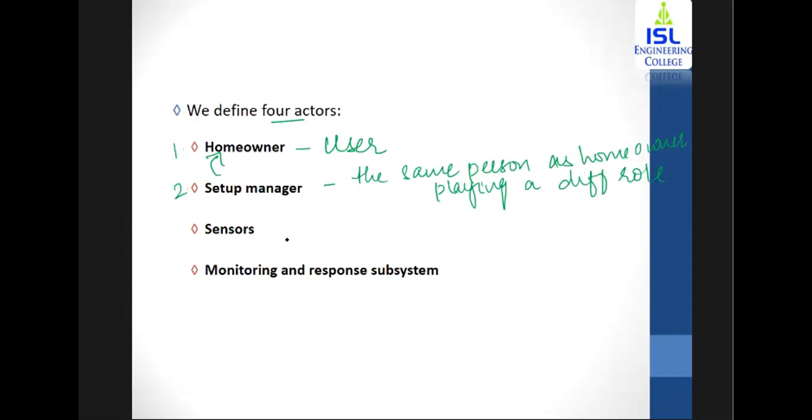The next one is sensors. What are sensors? Sensors are different devices that are attached to the system. Like in the previous slide, I told you, you can have door sensors, window sensors, perimeter sensors. These are the different sensors that you're attaching with the control panel.